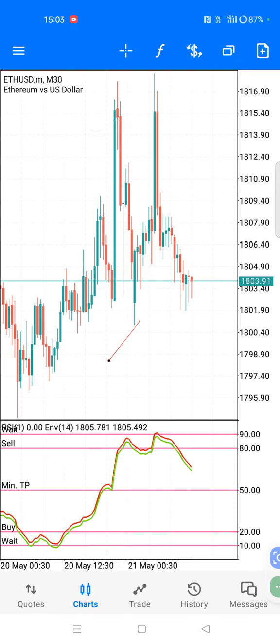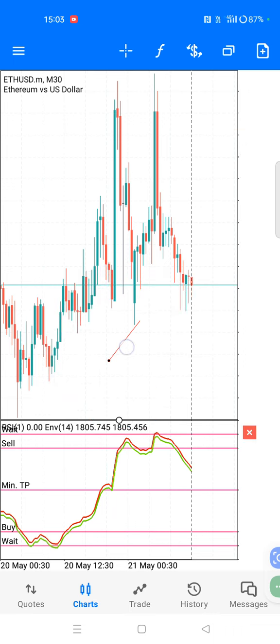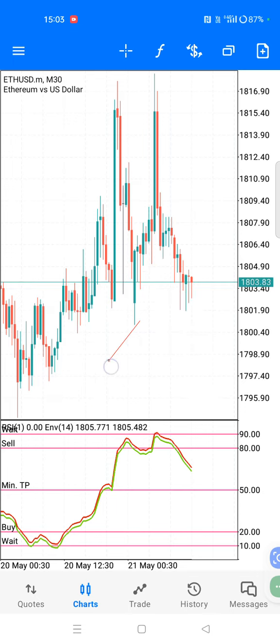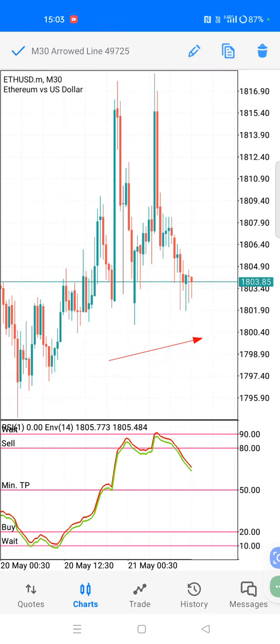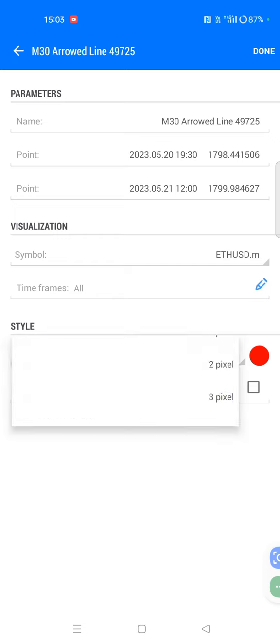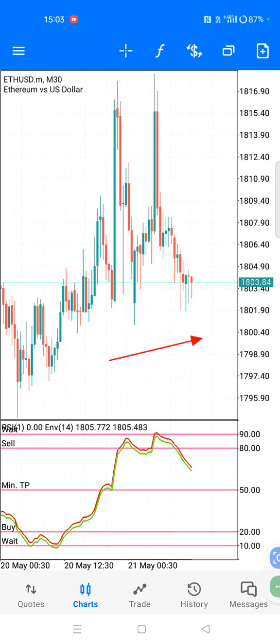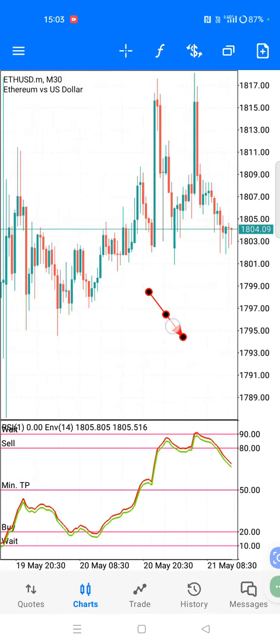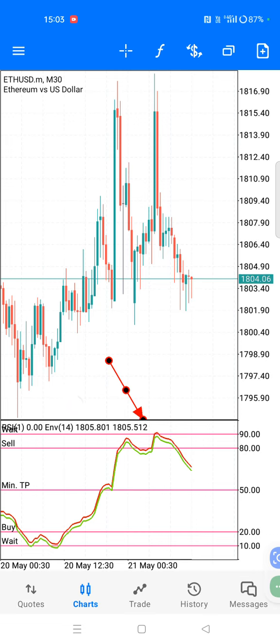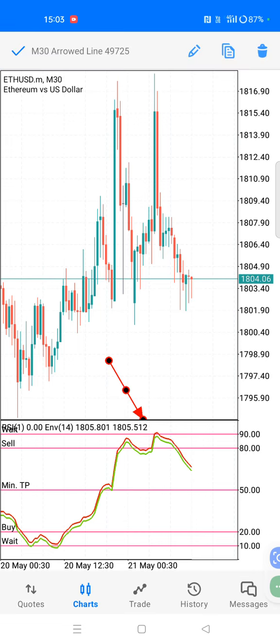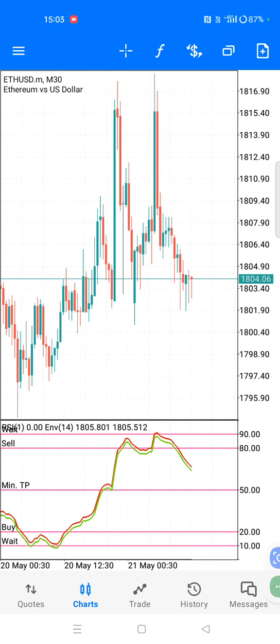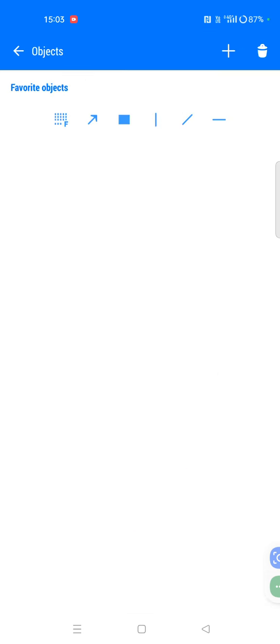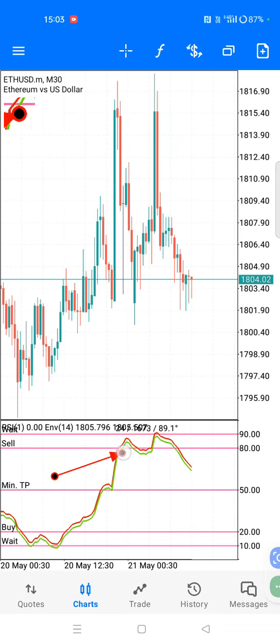Okay, I'm gonna make this arrow bigger, I mean thicker. Let's make this thicker. 4 pixel. Hold on. Okay, I'll be using this arrow. Okay, look at this.